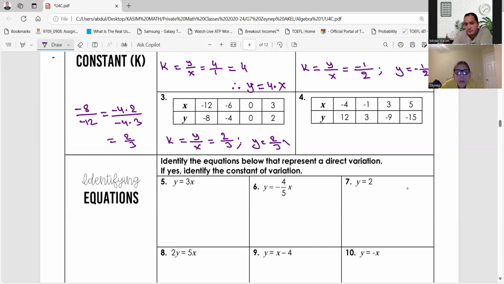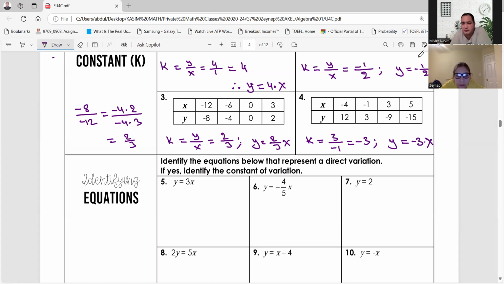That's it. And how about here? What is the constant of proportionality for this table? y over x. 3 over -1, right? Sorry, 3 over negative 1, which is equal to -3, right? So the equation then will be y equals -3 times x. Okay, so Zeynep, if the equation is y equals kx, then it describes a direct variation relationship. Otherwise, it's not.